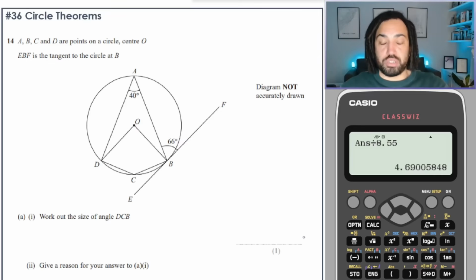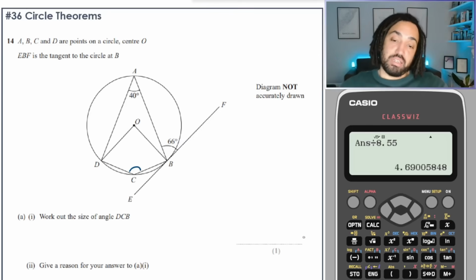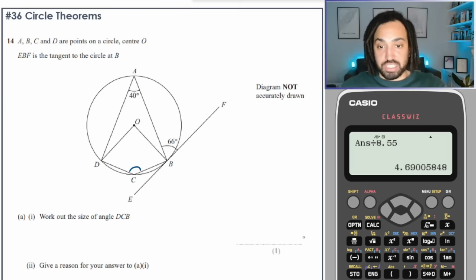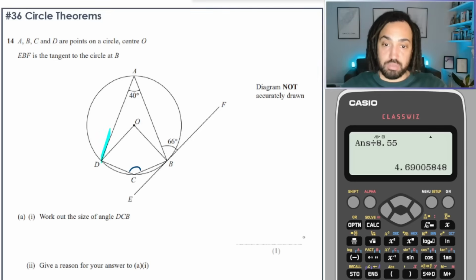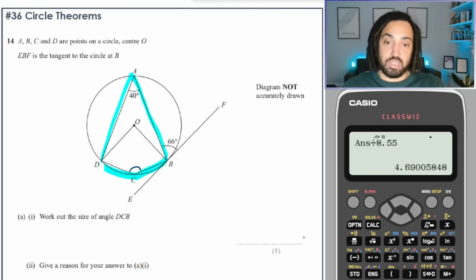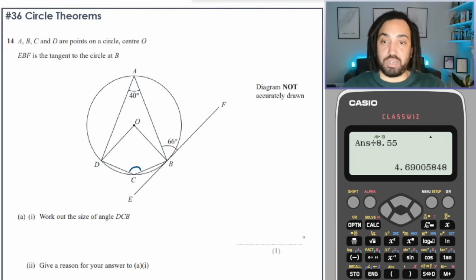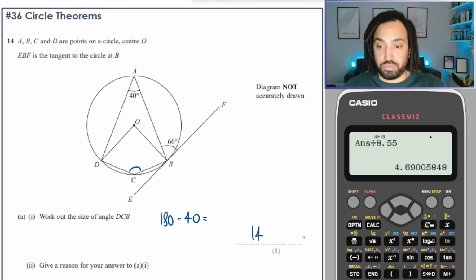Okay, circle theorems, huge topic. Definitely check out the extra exam questions and my explanations in my video where I cover all of the topics so you know what is going on. Okay, but this question, DCB is what we're looking for, which is this angle right here. Now that angle is part of a cyclic quadrilateral, which I could just draw on here, this quadrilateral. So we know that the opposite angles add to 180, so therefore it's 180 minus 40, which is 140.